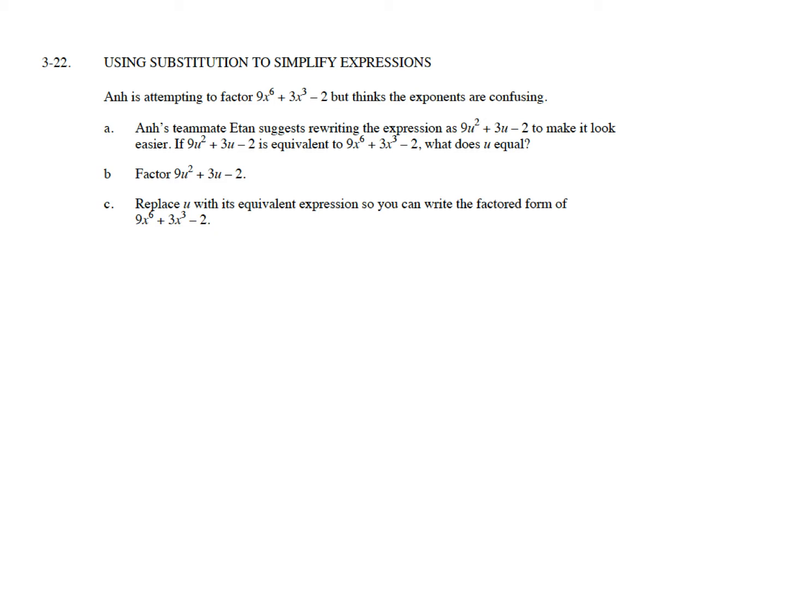If 9u squared plus 3u minus 2 is equivalent to 9x to the 6th plus 3x cubed minus 2, what does u equal? On this problem, I would say u has to equal x cubed. So now we're going to factor 9u squared plus 3u minus 2.